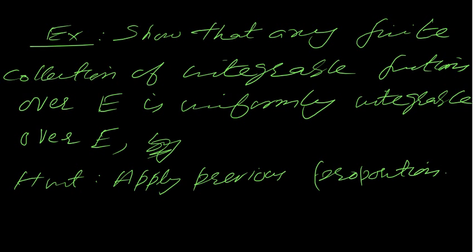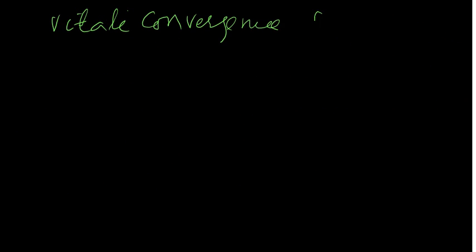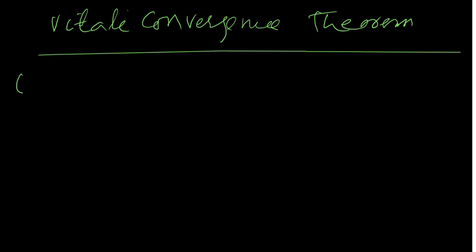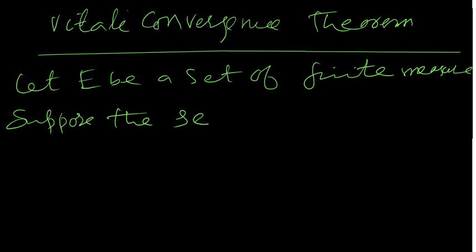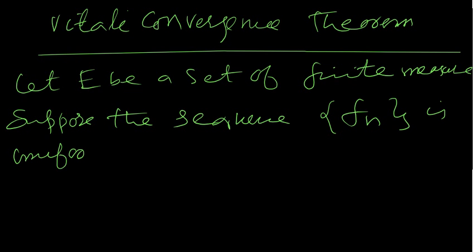And next we have the Vitali convergence theorem. Again we will not prove this theorem. We will only use this theorem. Its statement is: let E be a set of finite measure, and suppose the sequence Fn is uniformly integrable over E.